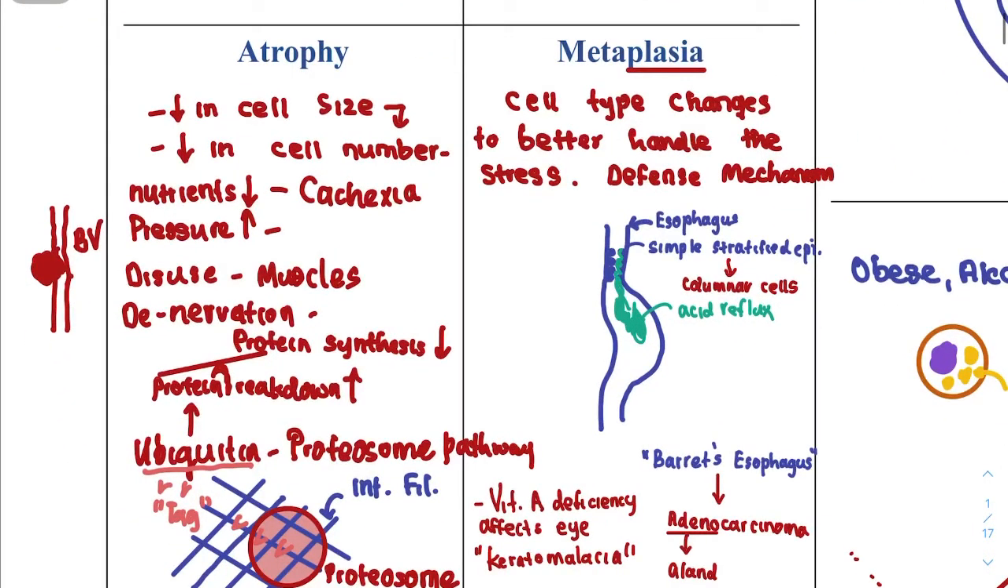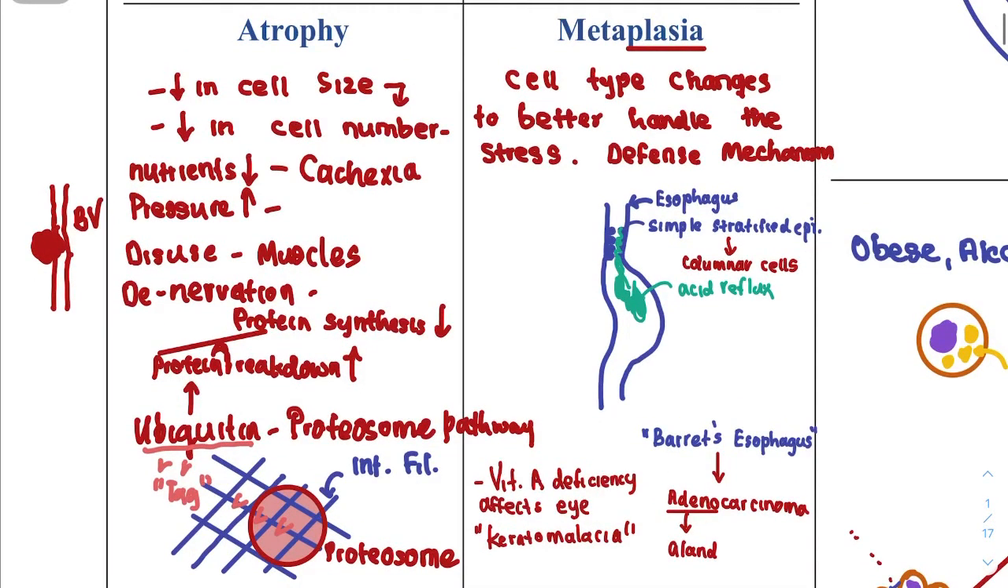Next is atrophy. There's going to be a decrease in cell size, and along with that there's going to be a decrease in cell number. The following are causes of atrophy. First, nutrient decrease. You can see that in cancer cachexia. This word will be taught in cancer. It's basically wasting away. It's a state of malnourishment where the patient looks just wasted.